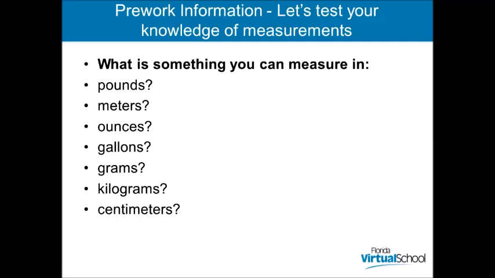Now that we talked a little bit about measurement, let's think about what we can measure in each of these items. So I'm going to call it out, and then I'll pause so that you can think about what you can use. And then I'll explain. So let's first of all start out with pounds. What is something that you can measure in pounds?